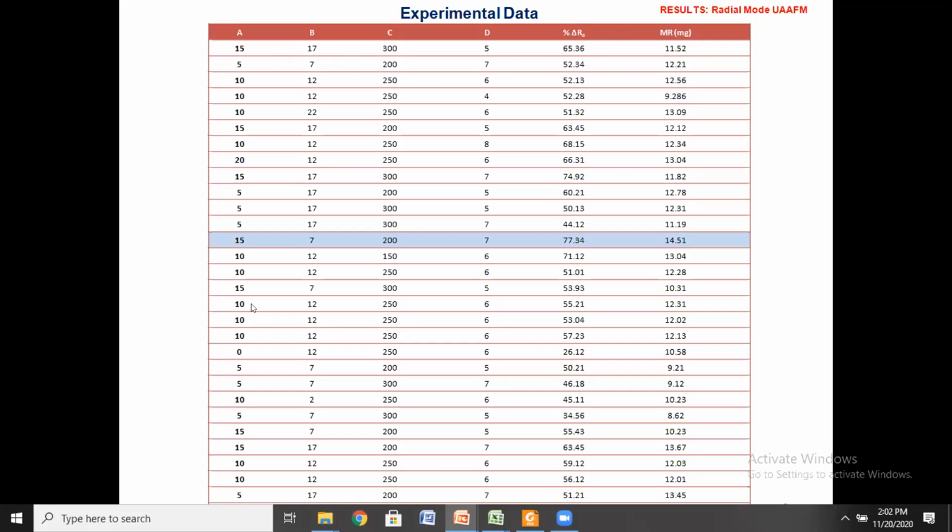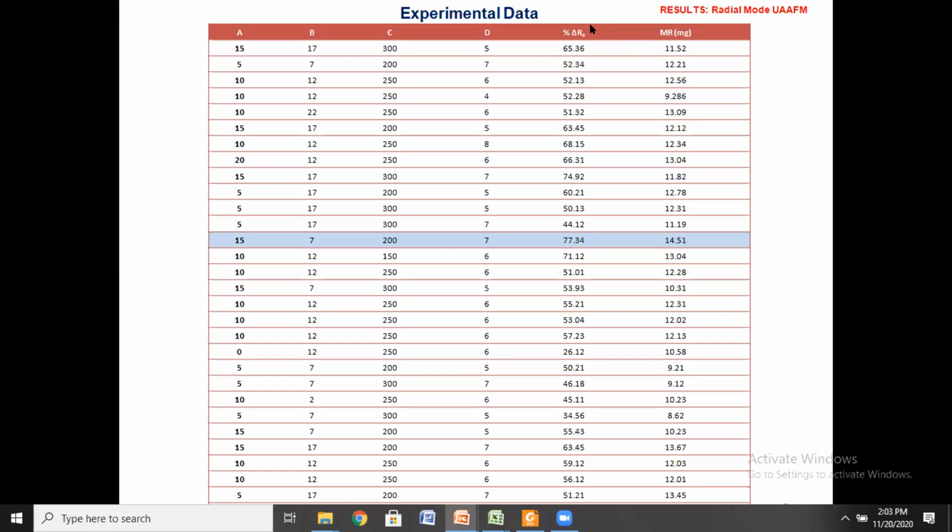In my case, delta RA is the percentage improvement of surface finish. It is always higher the better for me. And MR, material removed, is also higher the better, because in order to have a higher finishing rate and higher material removal rate, your objective function should be higher the better, right?